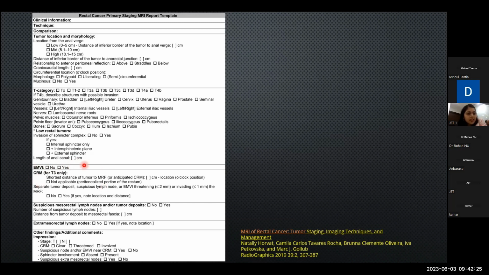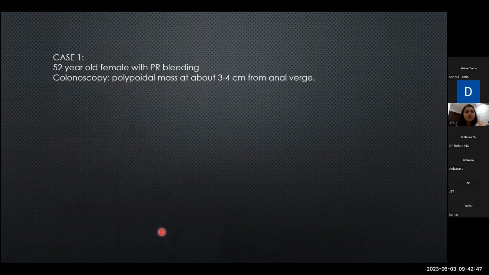So CRM can thus be calculated on the above findings, and we have to see the shortest distance of the tumor to the MRF. Then we have the nodal description. Then we have the extramesorectal nodes and the final impression as to what is the provisional T staging and provisional N staging you can give, whether the CRM is clear, threatened, or involved, and whether there is a suspicious node or EMVI, sphincter involvement, or suspicious extramesorectal nodes. So we'll go with the case to have a better understanding.